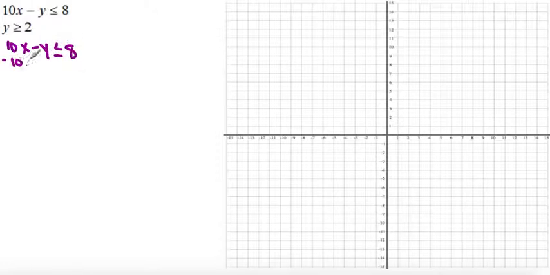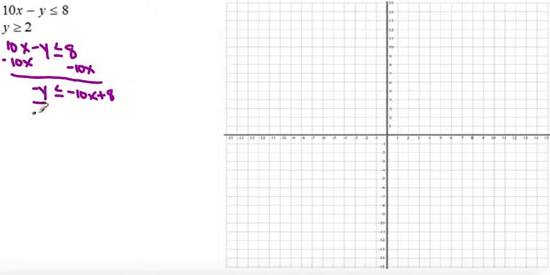I subtract 10x on both sides. So I have negative y less than or equal to negative 10x plus 8. I have to get y by itself, so I divide everything by negative 1. So I have y, and since I divided by a negative, my inequality symbol flips to greater than or equal to. Negative 10 divided by negative 1 is just 10x, positive, and then 8 divided by negative 1 is negative 8.